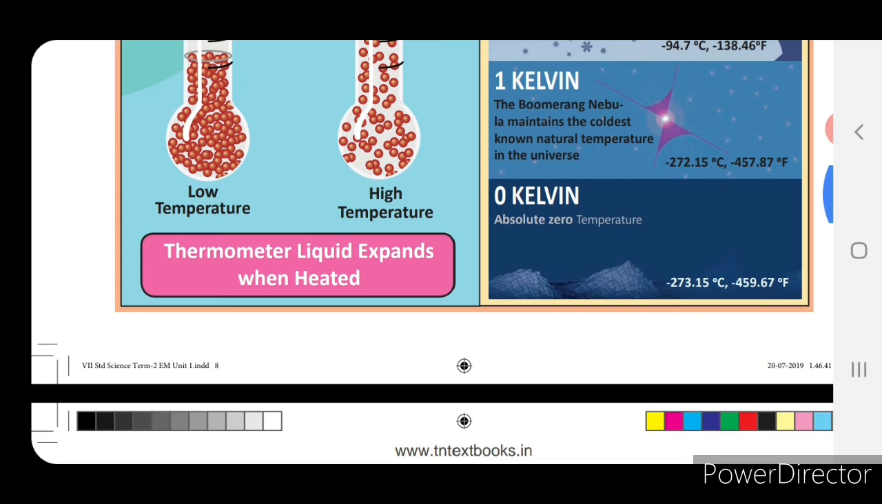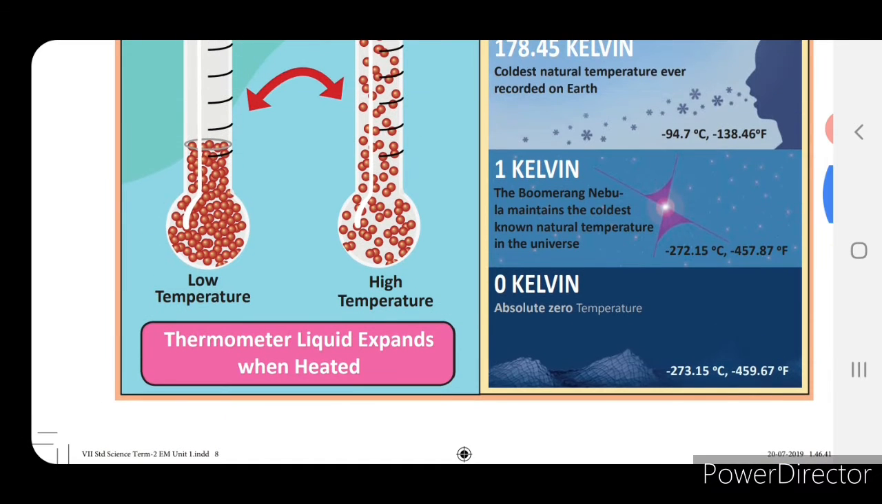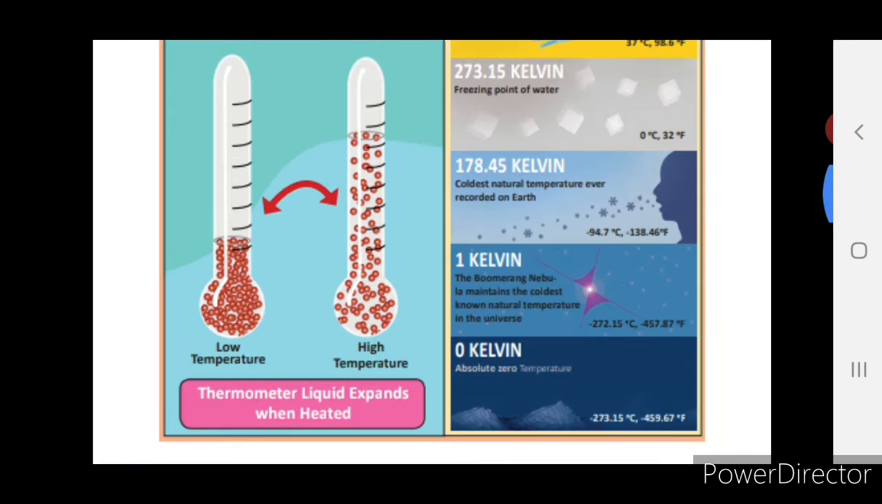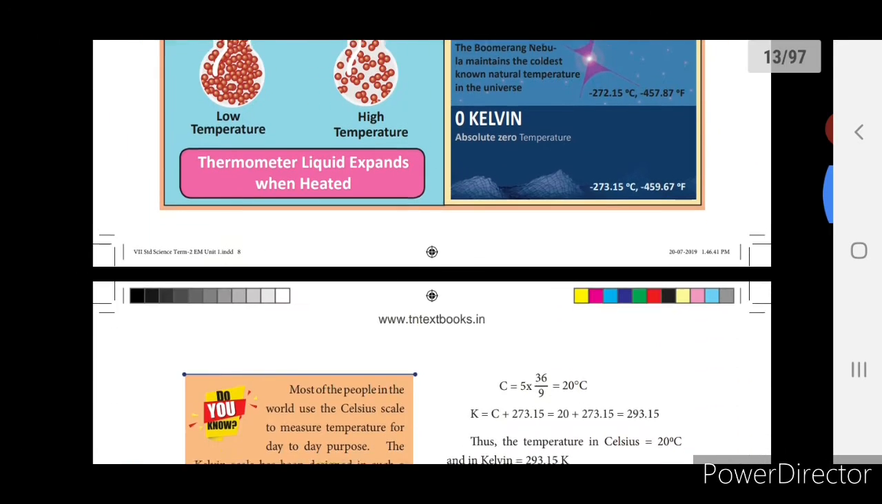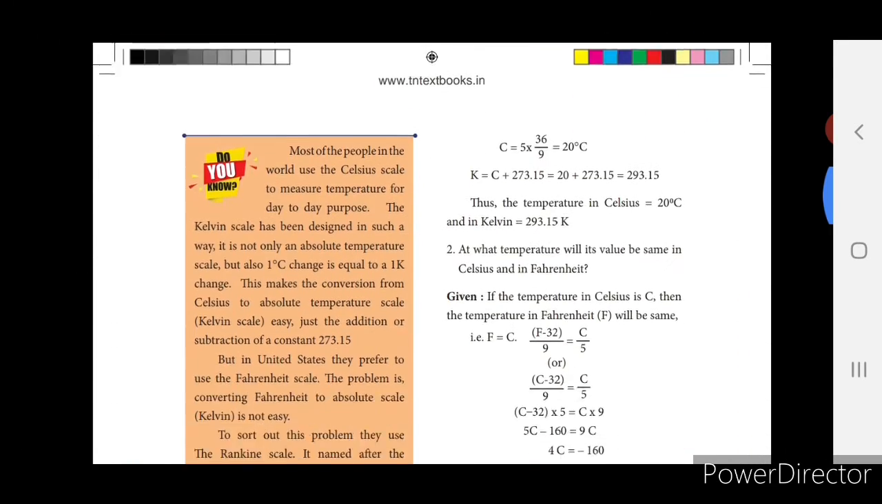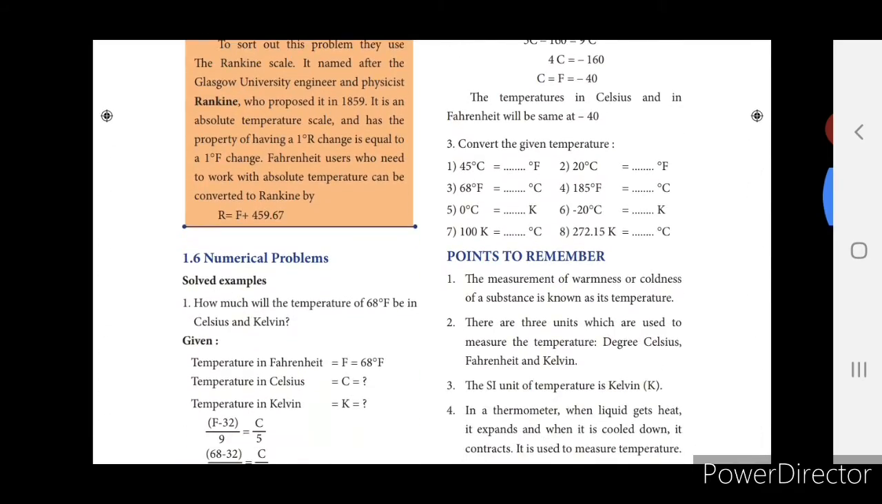So 0 Kelvin, absolute 0 temperature, that is minus 273.15 degrees centigrade and minus 459.67 degrees Fahrenheit. So thermometer liquid expands when it is heated. But based on this principle only, thermometers are maintaining. Okay children, the next one, numerical problem.